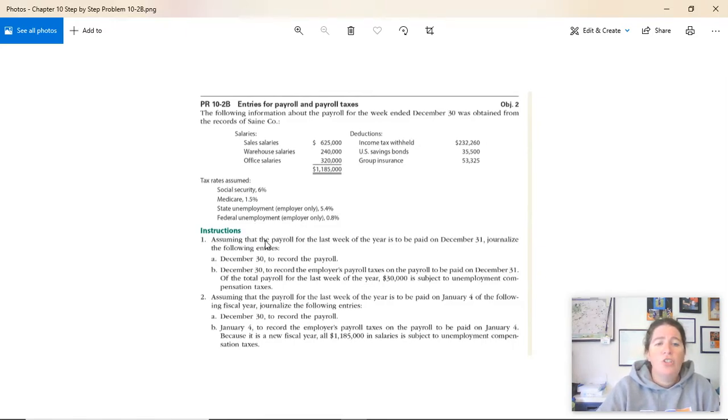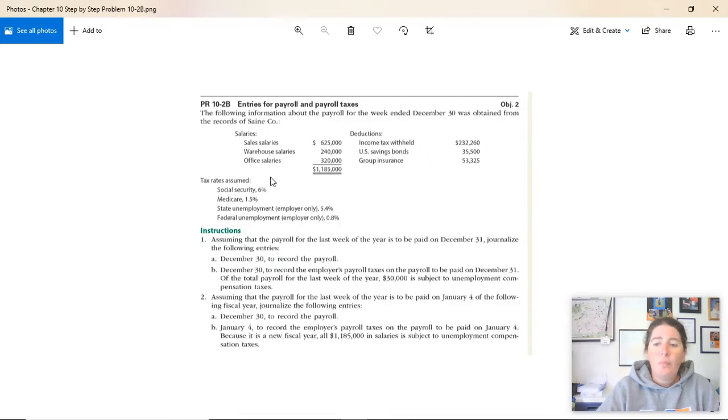So our instructions, assuming that the payroll for the last week of the year is to be paid on December 31st, journalize the following entries. A, December 30th to record the payroll, and B, December 30th to record the employer's payroll taxes on the payroll to be paid on December 31st. Of the total payroll for the last week of the year, $30,000 is subject to unemployment compensation taxes. So let's do part one first, and then we'll look at part two.